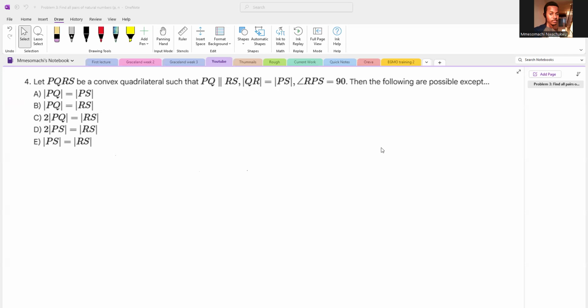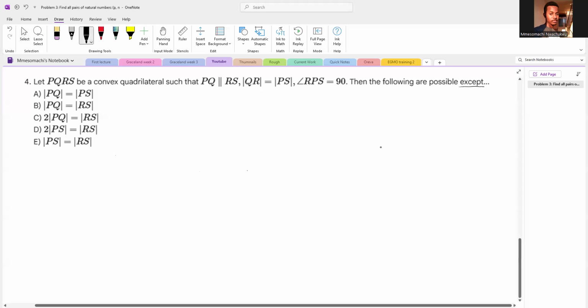So it says, let PQRS be a convex quadrilateral such that PQ is parallel to RS. So that symbol there is for parallel lines. And QR equals PS and angle RPS equals 90 degrees. Which of the following are possible except? So we have to pay close attention to this. So let's look at this.